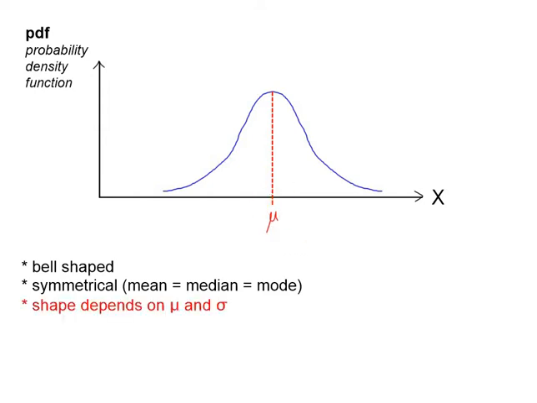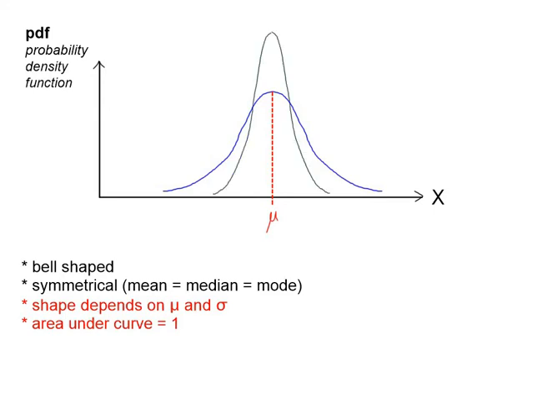The shape of the distribution depends on the mean and standard deviation. So for this distribution, if I keep the standard deviation the same but increase the mean, the graph moves this way. If we decrease the mean, the graph goes this way. The total area under the curve is always equal to 1.